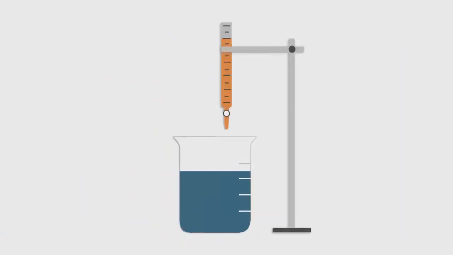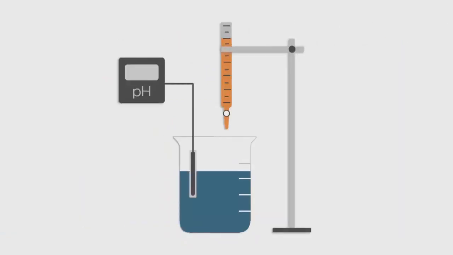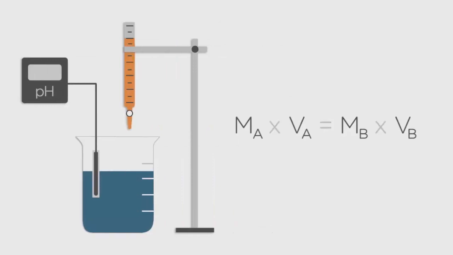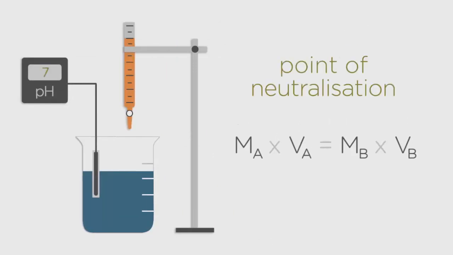All we need is a way of accurately monitoring the pH and a very handy little equation. Now what this means is that at the point of neutralisation, the molarity of the acid times by the volume used equals the molarity of the base times its volume. If we know 3 out of the 4 terms, we can work out the fourth by some simple rearrangement.